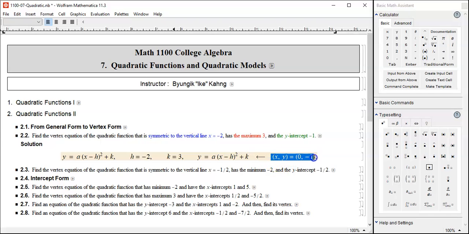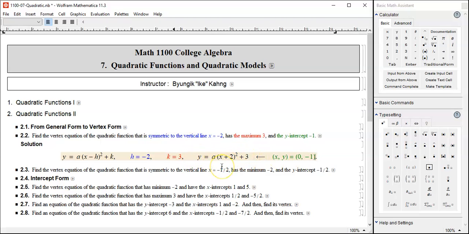Let's do this color coding. That's the third piece of information. That's the first piece of information. This is the second piece of information. So that's the equation you're looking for. And h is negative 2, so this is x plus 2 squared. And k is 3, so this is plus 3. And over there, x is 0 and y is negative 1.